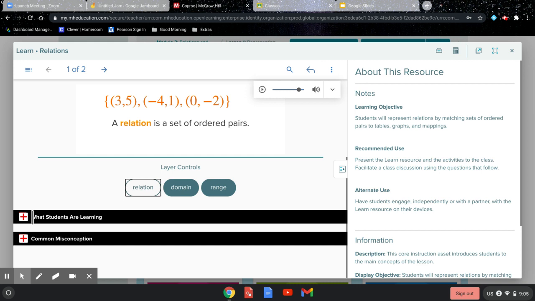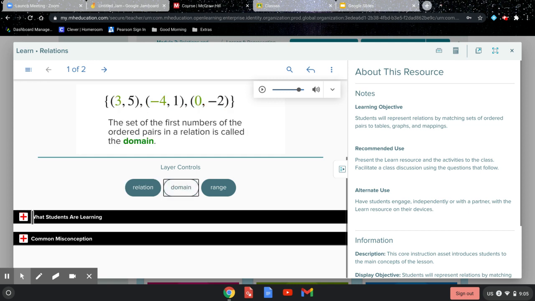So a relation is a set of ordered pairs. Okay, so any set of ordered pairs is called a relation. The domain is the first number in that ordered pair, or your x values. And then my range is going to be the second number in the ordered pair, or my y values.